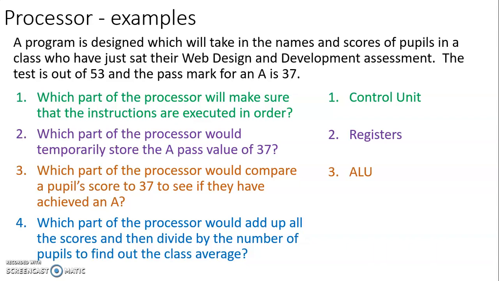And finally, which part of the processor would add up all of the scores and then divide by the number of pupils to find out the class average? Well, that's just going to be a big sum, basically, that they're trying to do. So therefore, it's the ALU, the arithmetic logic unit.